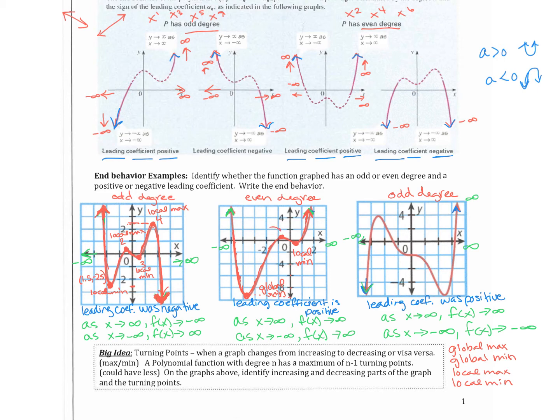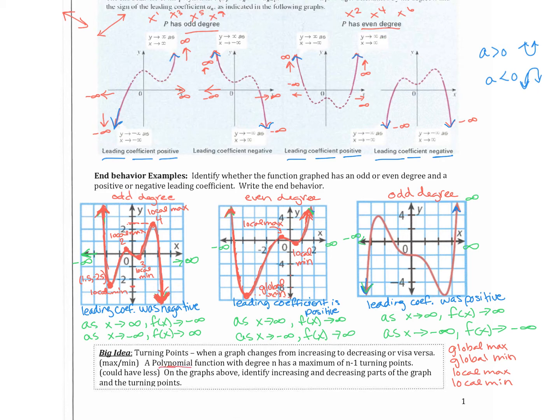So then this point right here would be a max, and it would be a local max because there are values of y higher, if I look at my end behavior, because it's going up forever and ever and ever. So those are my turning points.